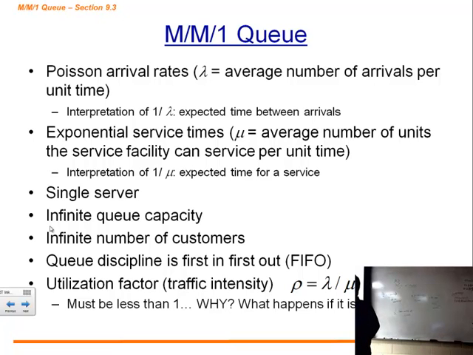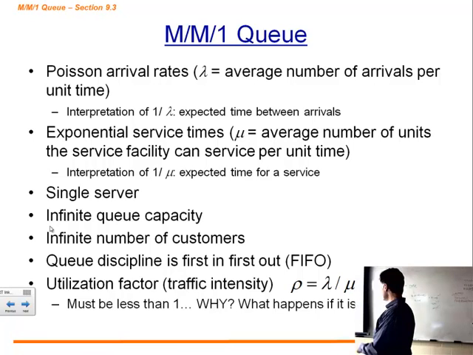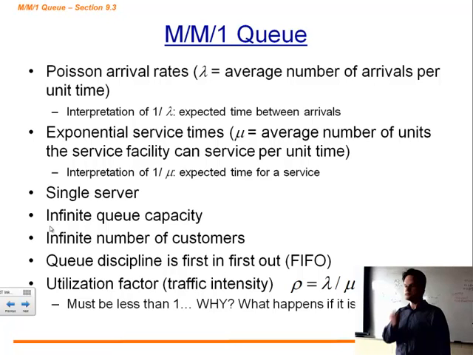And then everything else, since it's not listed here, is the defaults. So infinite queue capacity, infinite number of customers, queue discipline is first in, first out. That describes the qualitative aspects. M/M/1 describes the queue qualitatively. And then the only two quantitative parameters that we need to know in addition are lambda and mu. From that, we know everything. Once we know lambda and mu, we can actually find all the other operating characteristics.